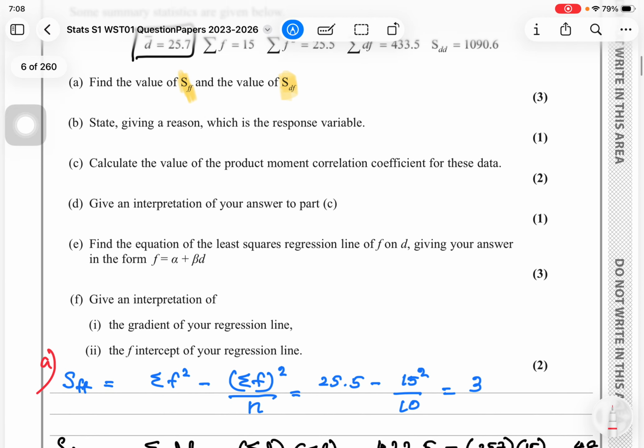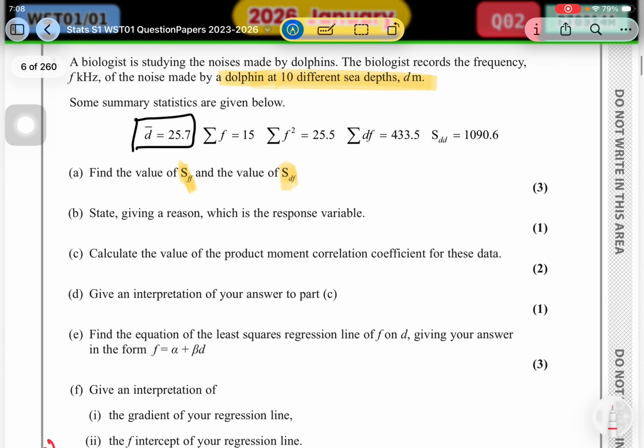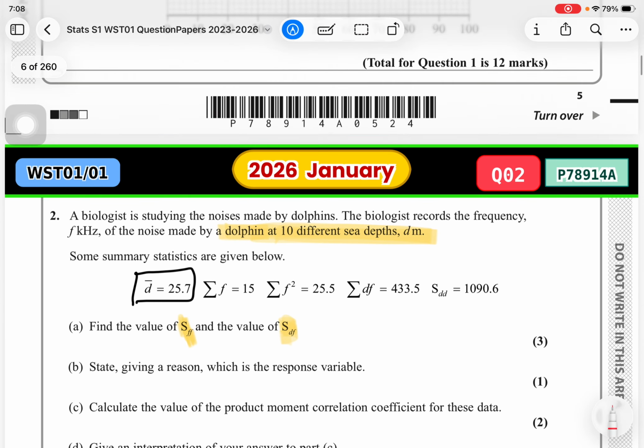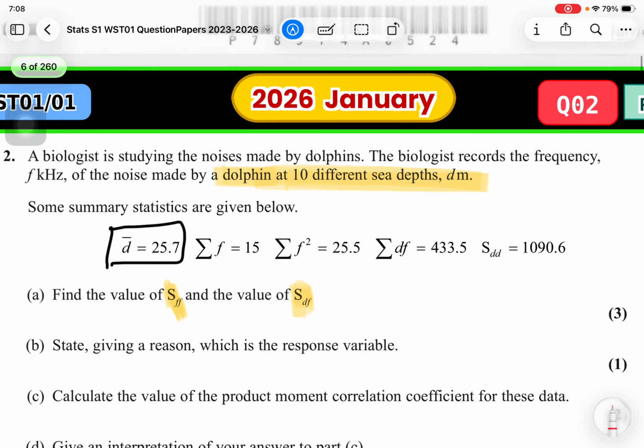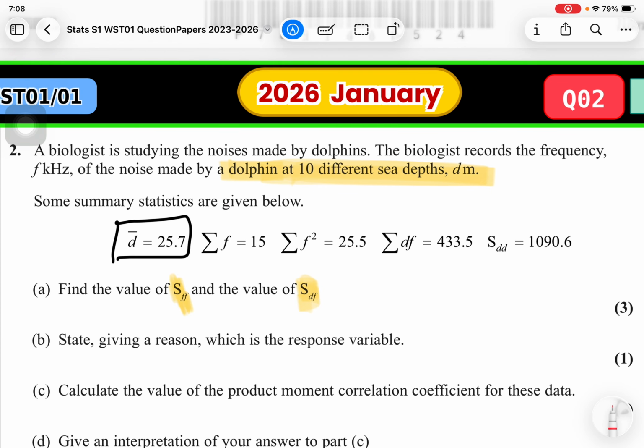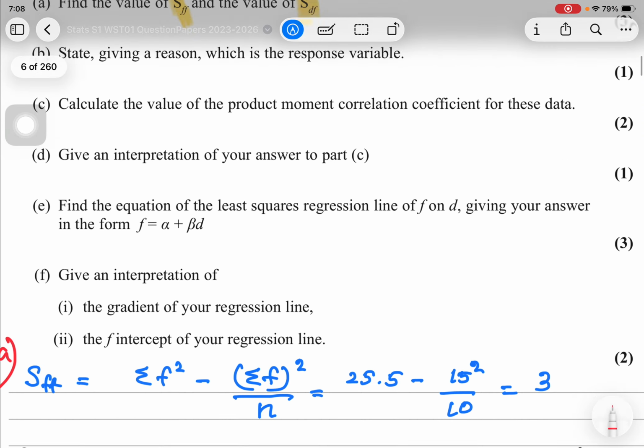Now in this question, which one is the response variable? We can see it's given that the biologists chose the sea depths. They are choosing the sea depth and they are measuring the frequency. So what they choose is the depth, and according to that, the frequency changes.